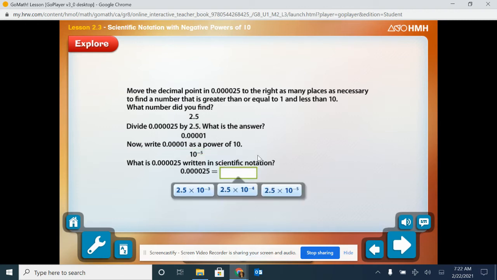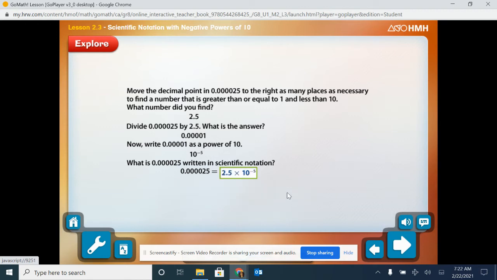What is 25 millionths written in scientific notation? My coefficient will be 2.5, and my exponent is going to be -5. So it's going to be this one. Remember, this is the coefficient, the exponent is -5, and the 10 is called the base. That's right. 25 millionths can be written as 2 and 5 tenths times 10 to the -5th power. Any questions? Let me know.